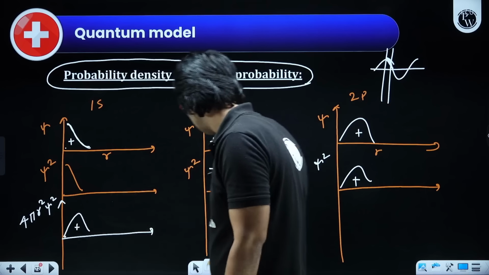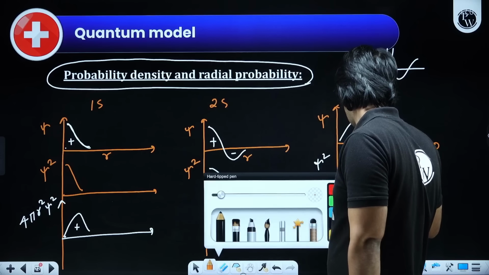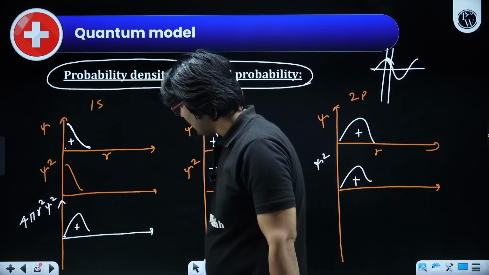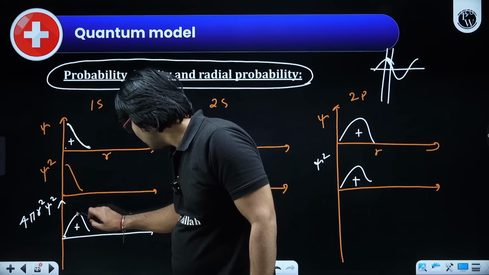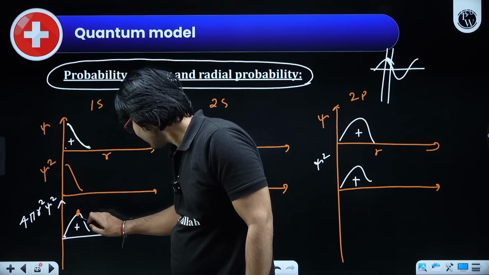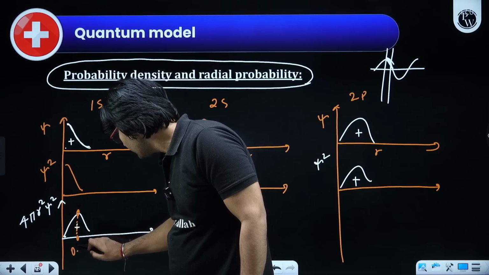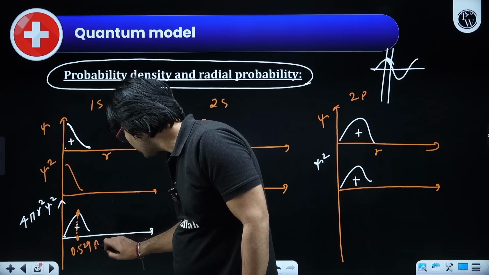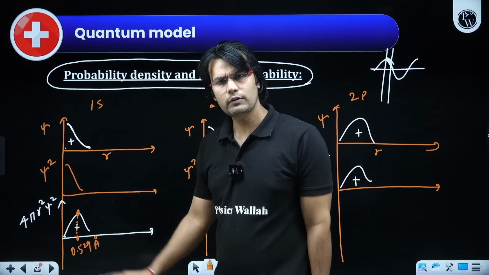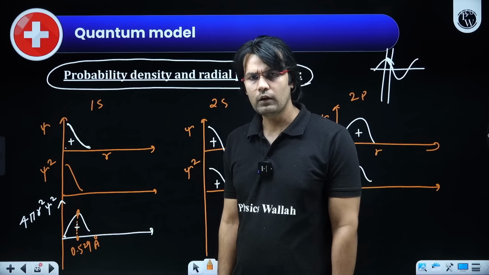And you know what it indicates? What is the meaning of radial probability? In the graph of radial probability, you notice that here you have the maxima value. And for the hydrogen atom, this maxima value you get around 0.529 angstrom. This is the radius of the first orbit of the hydrogen atom. Means what?